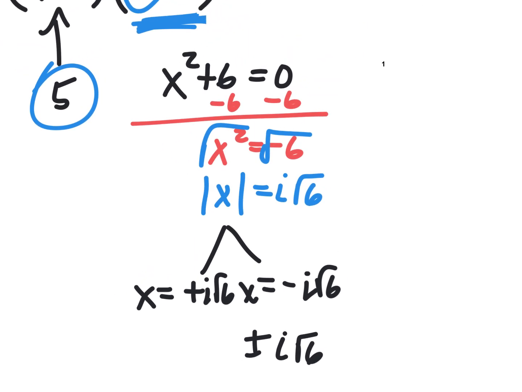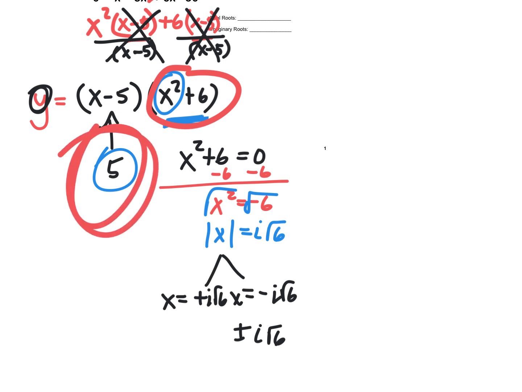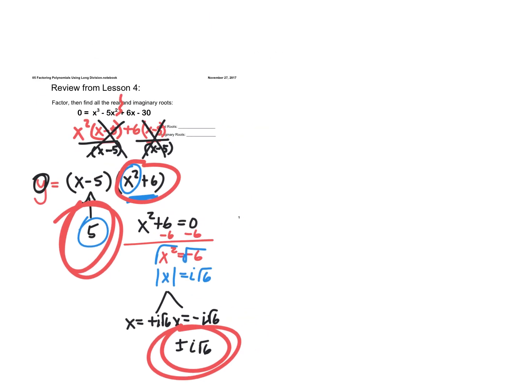Now, I want to mention, it's really important to understand these are solutions. They're just not real solutions. So how many solutions are there? 1, 2, 3. There's 3 solutions. How many of the solutions are real, though? Just 1.